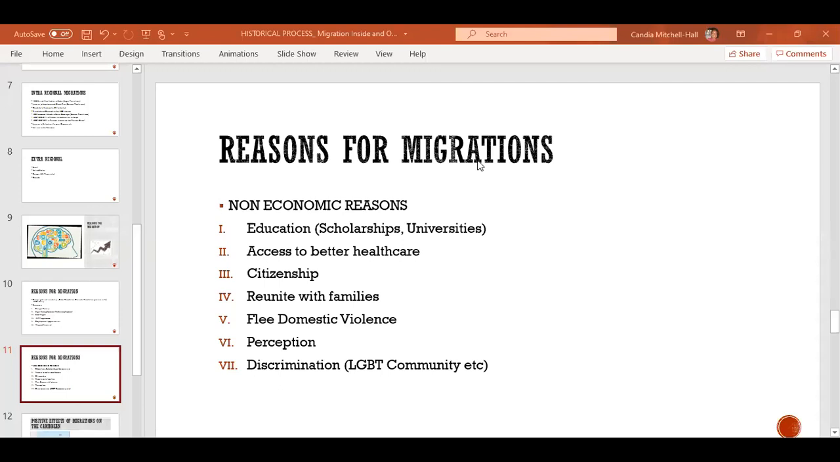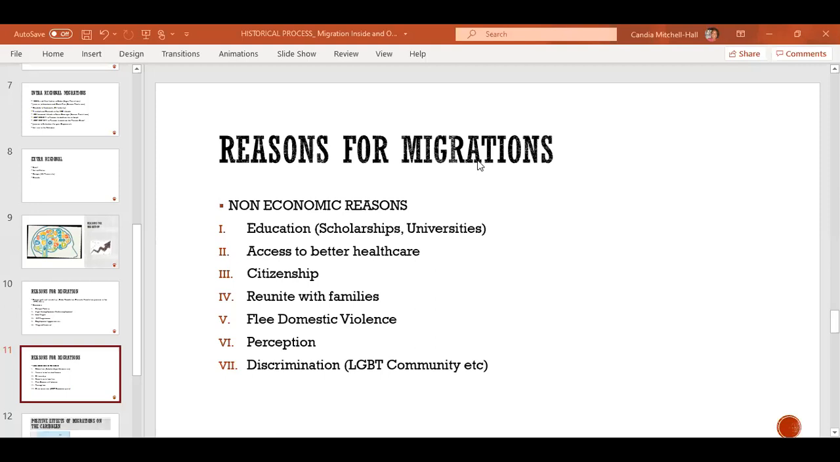We also migrate because of perception. We believe that foreign is better. And so we tend to migrate to places because of the perception that these countries have better opportunities, better this, better that. So that's one of the reasons why we migrate.